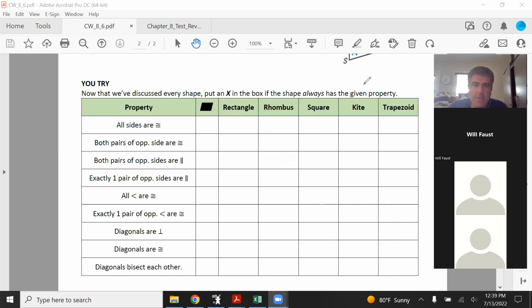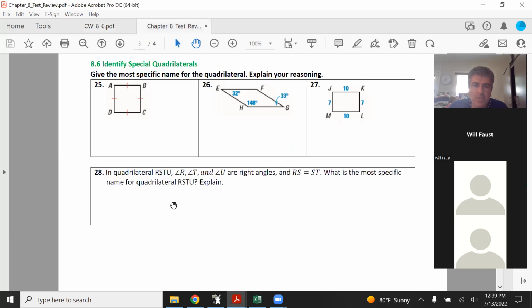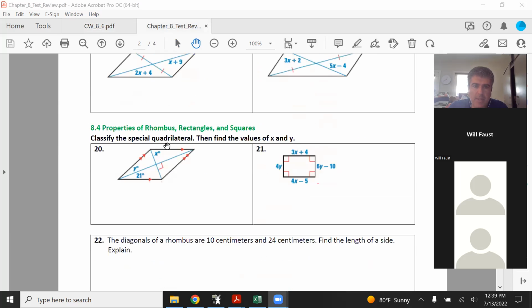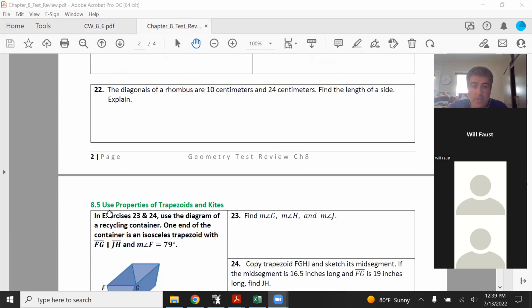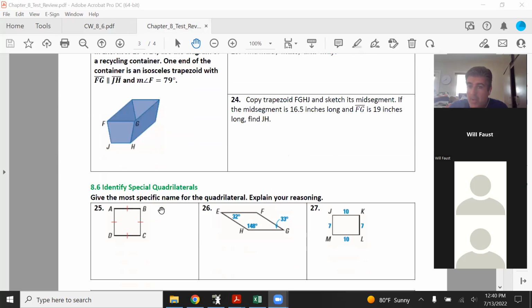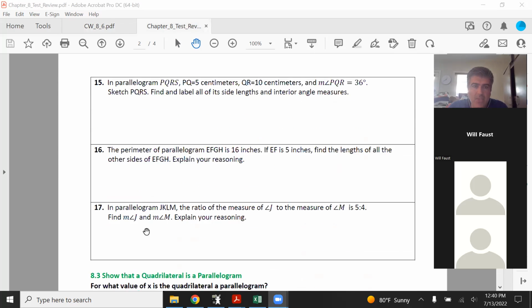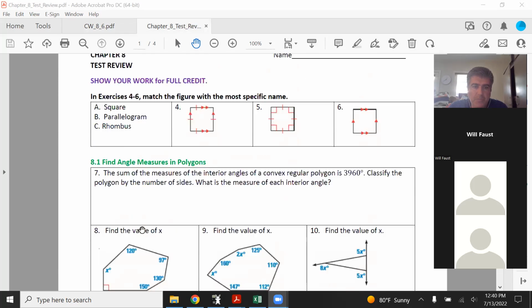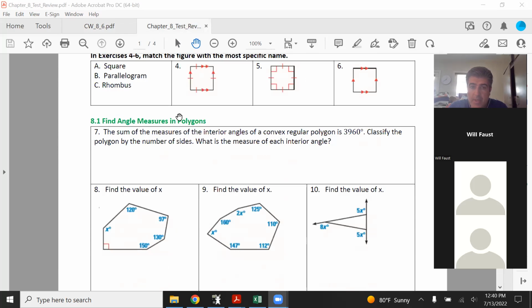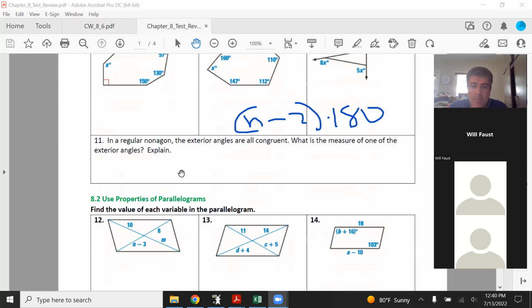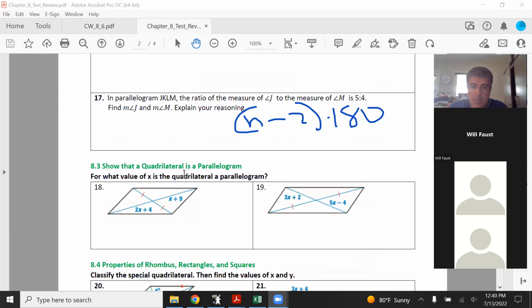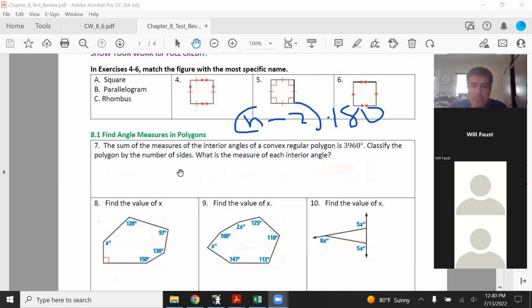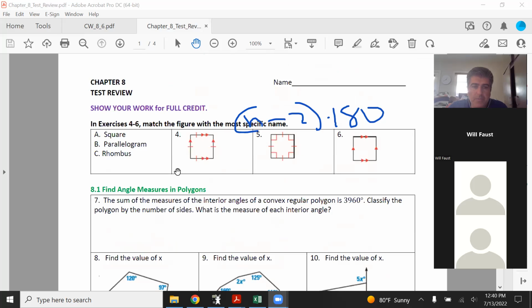Now let's talk about the chapter 8 test review. So there's 6 sections we covered. Today we did properties of rhombuses, rectangles, and squares. We did properties of trapezoids and kites. We put it all together in 8.6. Yesterday we talked about finding angle measures in a polygon. The big formula was n minus 2 times 180. That's what we talked about in 8.1. In 8.2 we talked about parallelograms, and we went deeper with parallelograms in 8.3.